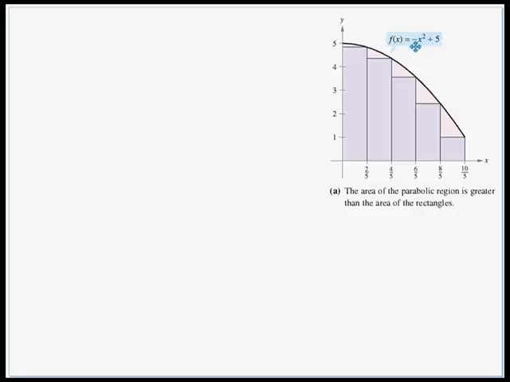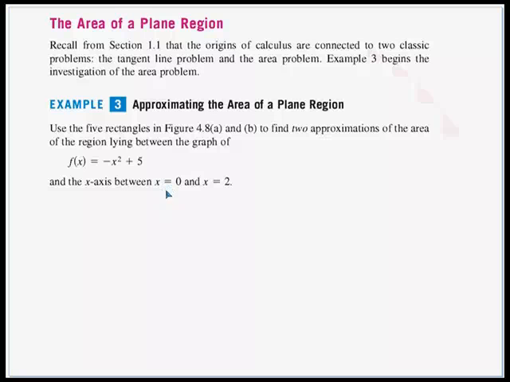So here is our curve, negative x squared plus 5. It's a downward opening parabola, with a y-intercept at positive 5. And we're looking on the x-axis between 0 and 2. We want to find out how much area is under that curve, bounded by the y-axis, the x-axis between 0 and 2, and our parabolic curve, negative x squared plus 5.